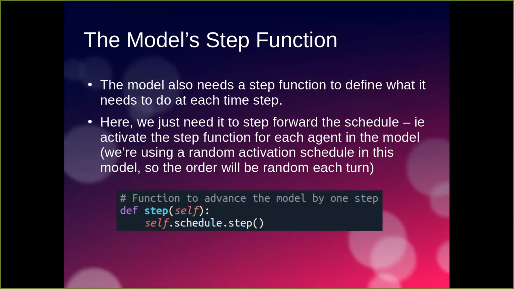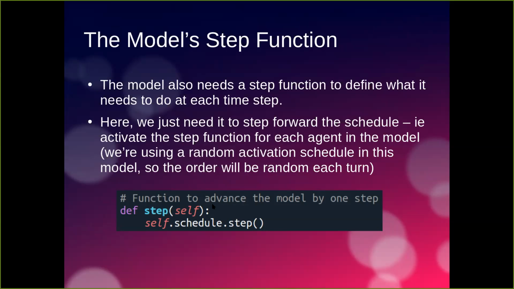Yeah, so the step method, all we need the model step function to do is basically to step forward the schedule, because the schedule will do everything for us. The schedule will say, okay, agent 67, it's your turn now. Do your thing, and then agent 67's step function will be activated, which you've just written, which tells it, okay, I might move, I might infect someone if I'm already infected, and if I'm already infected, then I'll gradually get better. So the schedule will deal with that for you.